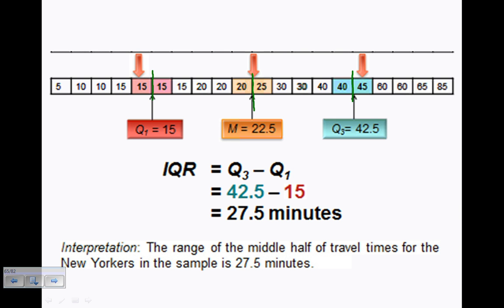So the interpretation: the range of the middle half of travel times for the New Yorkers in this sample is about 27.5. So 50% of the data falls between 15 and 42.5.